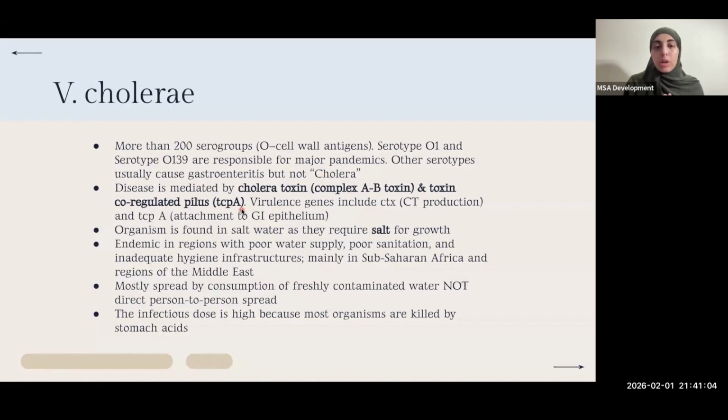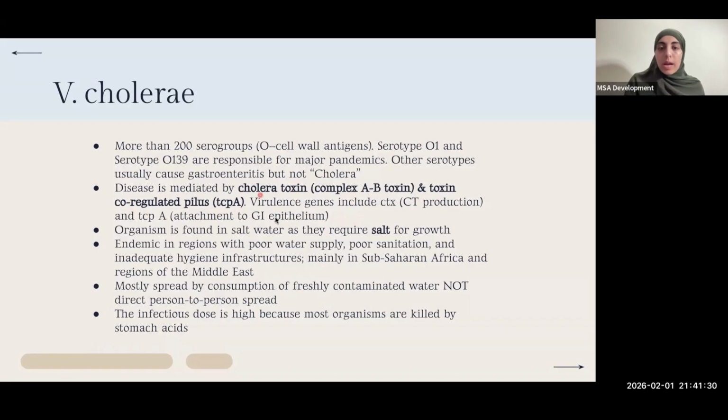Now, how does cholera cause the disease? It is a toxin-producing bacteria. Remember in the beginning when we said some organisms produce toxins? Cholera is one of them, produces a toxin. And this toxin is a complex made of two parts, A and B, okay? It also makes another toxin, which is toxin co-regulated pilus, or TCPA.